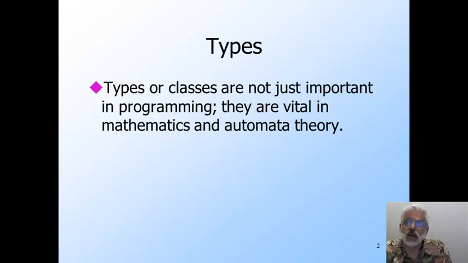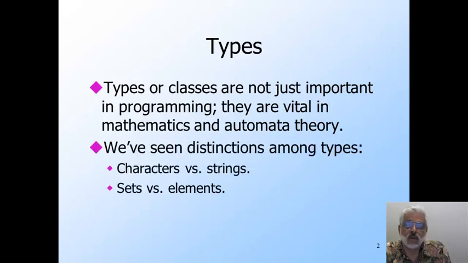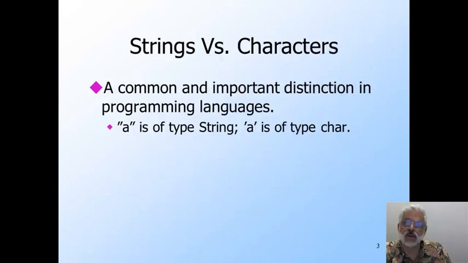We're familiar with types or classes from work with most any modern programming language. The things we talk about in automata theory also have types, and confusing one type for another is just as dangerous here as it is in programming. Two distinctions I want to emphasize today are, first, between characters and strings, and then between sets and the members of those sets. A string is a sequence of 0 or more characters. In most programming languages, double quotes are placed around a string, and single quotes around a character.